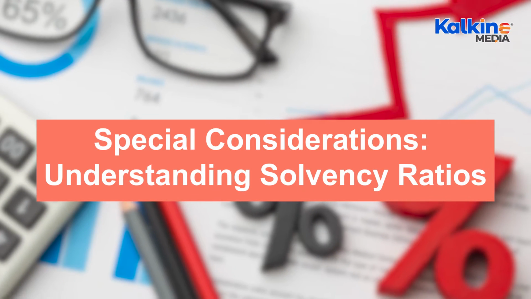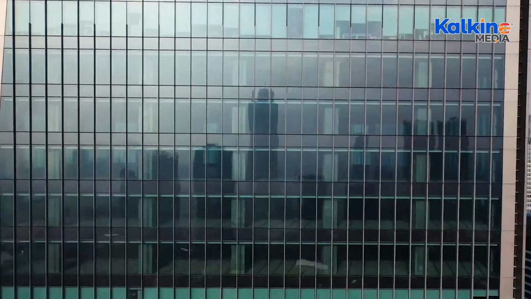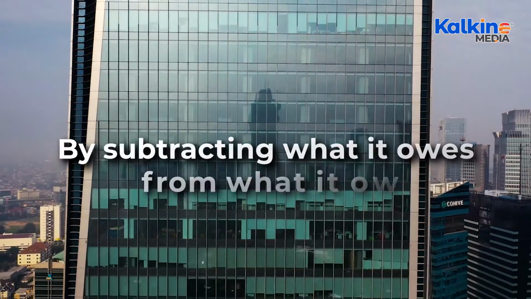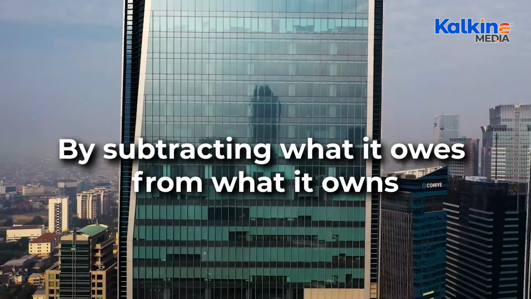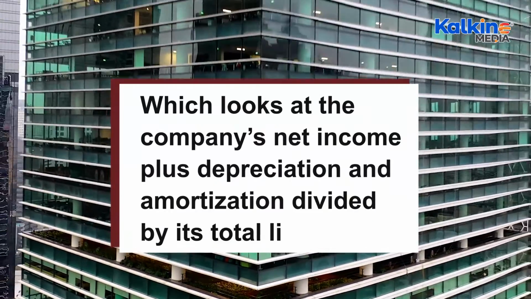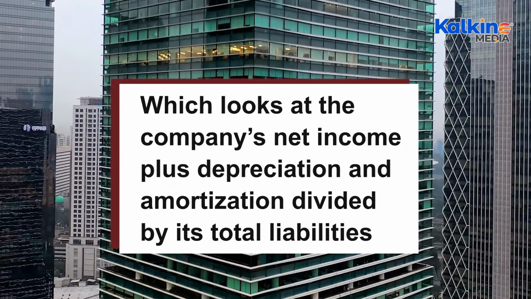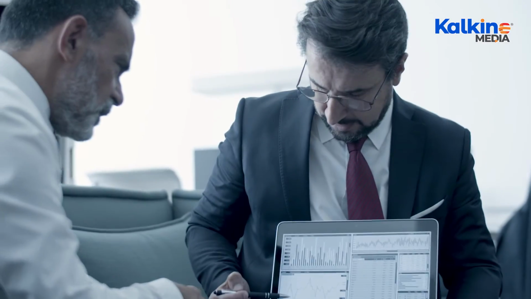Special considerations. Understanding solvency ratios. The fastest way to check if a company can pay its debts is by subtracting what it owes from what it owns. Another method is using the solvency ratio, which looks at the company's net income plus depreciation and amortization divided by its total liabilities. This gives a good starting point for solvency analysis.